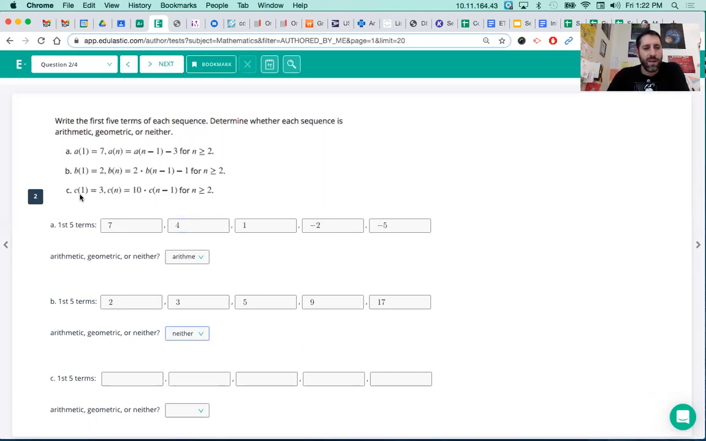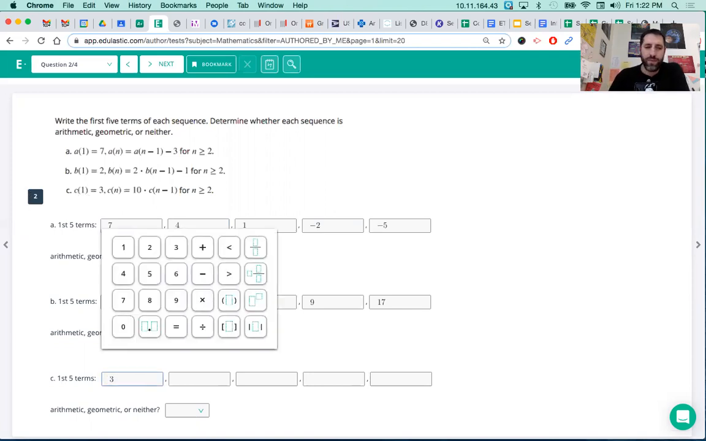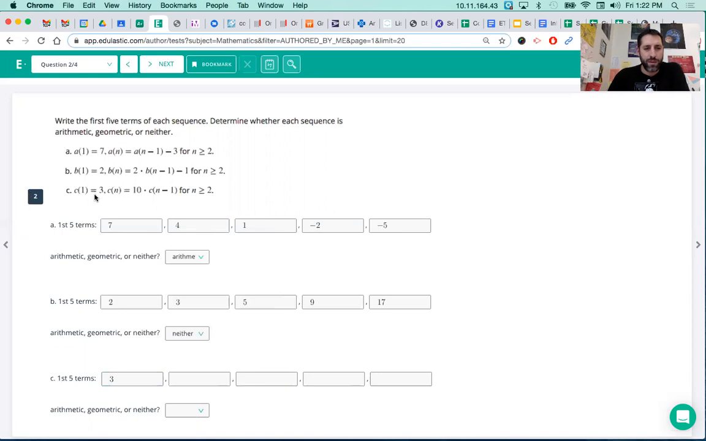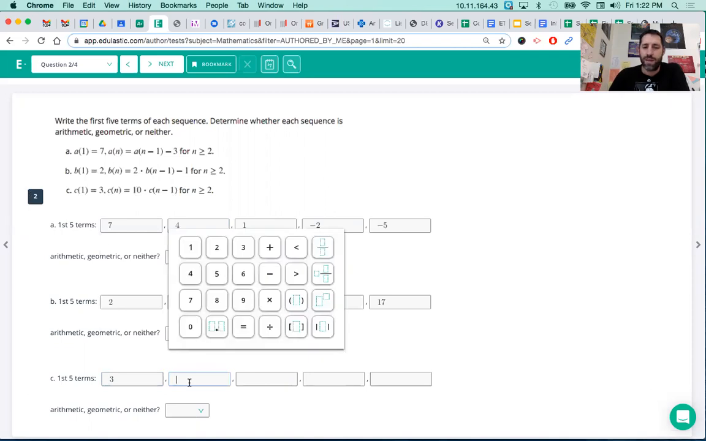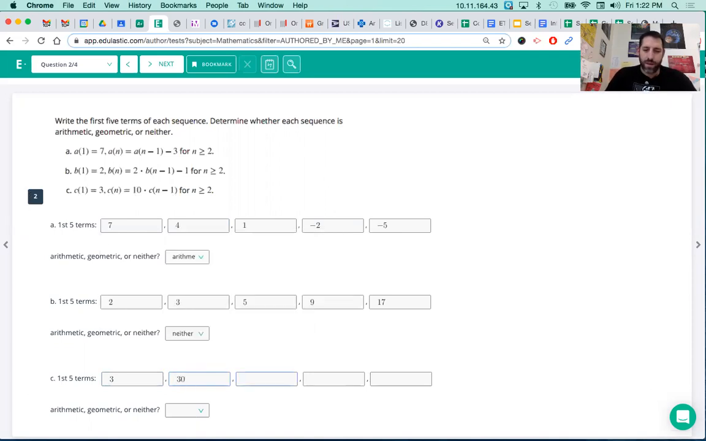In c, we start off with c of 1, that's our first term, is 3. And what are we going to do here? It looks like our next term is going to be equal to 10 times the previous term. So we just keep multiplying times 10. 3 times 10 is 30. 30 times 10 is 300. 300 times 10 is 3,000. 3,000 times 10 is 30,000.